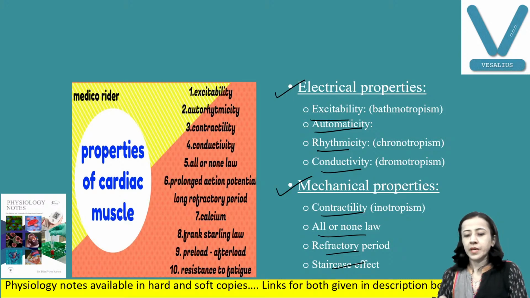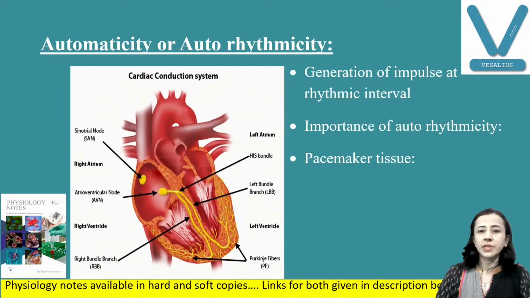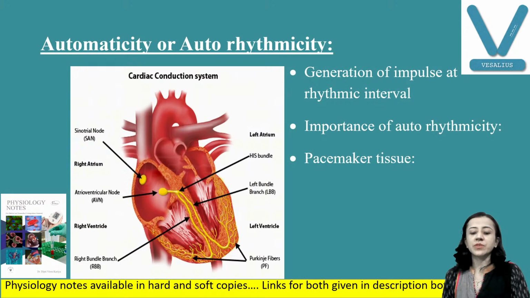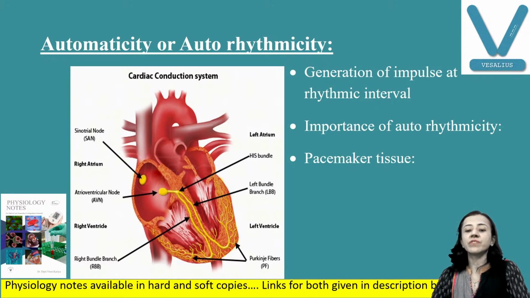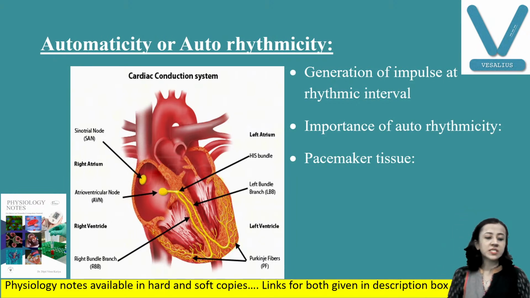Okay, fine. So let us start with the property. We discussed the property of excitability in our last class. Now today we'll discuss the property of automaticity or autorhythmicity. Now what is this property? Heart muscle has the property of generating its own impulse at its own constant rhythmic interval, and this property is known as autorhythmicity. What is the importance of autorhythmicity?